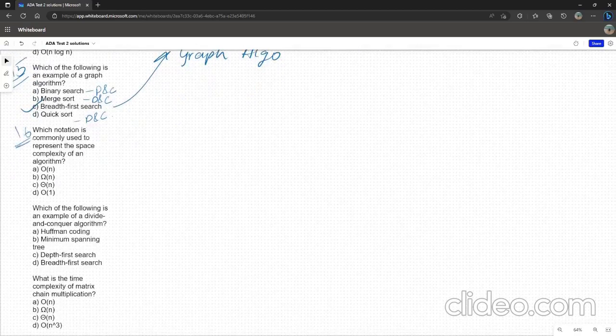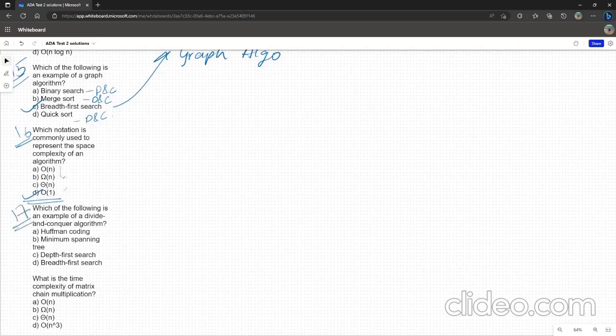Next is, which of the following notation is commonly used to represent the space complexity of the algorithm? And we can do these, but usually we do O(1), because most of the algorithms do not take much space, so we usually do that, but all of these can also be right.